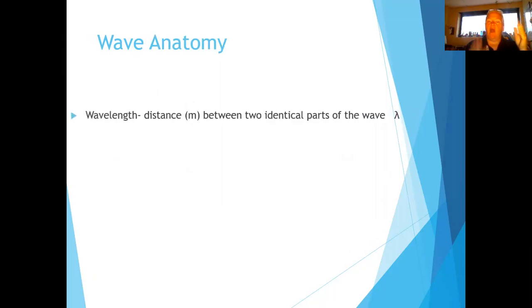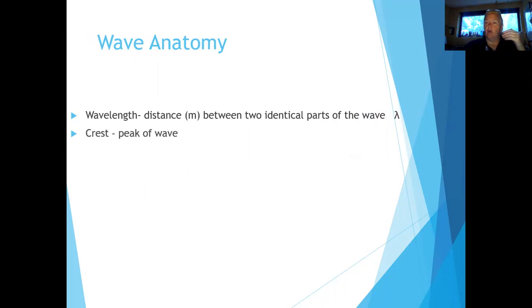So when we look at a wave's anatomy, they all have the same parts, right? The wavelength is going to be the distance, in meters, between two identical parts of the wave, okay? And I've got a little cartoon that shows this on the next page. We're going to indicate that with the Greek lowercase lambda.